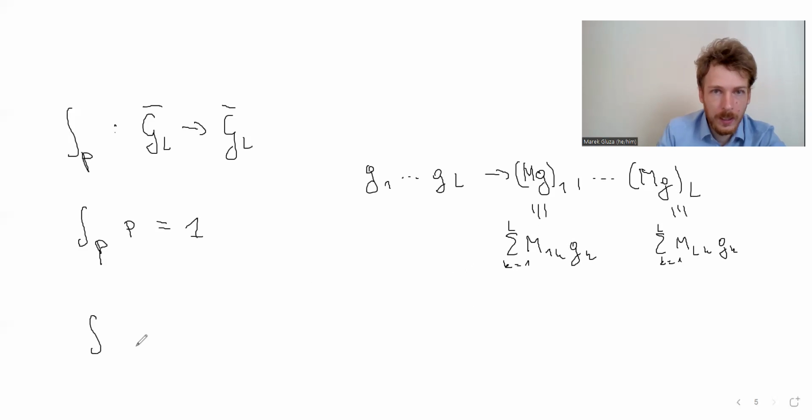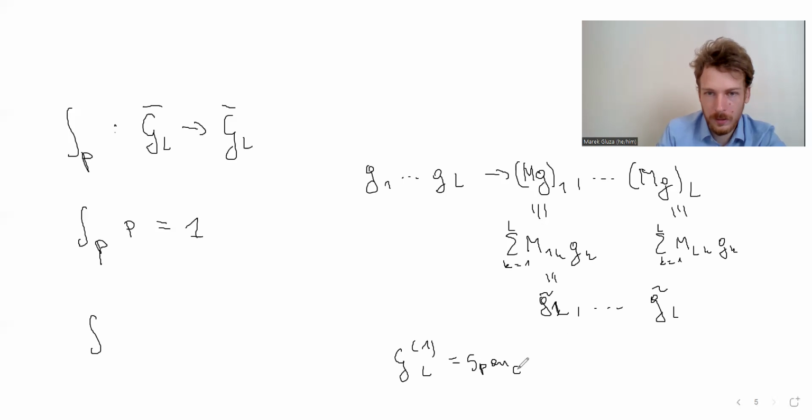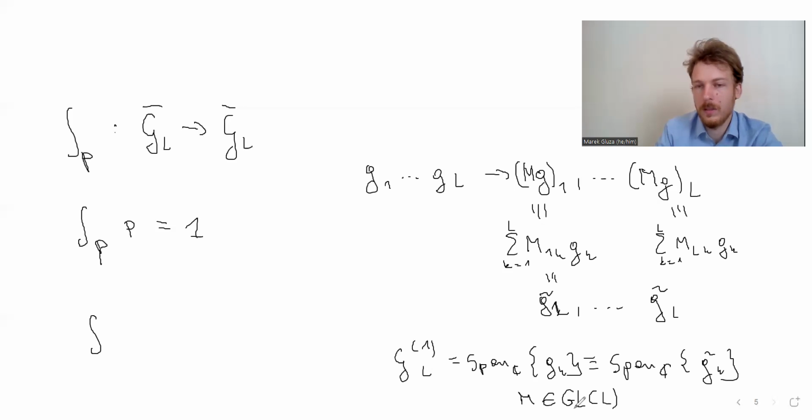So now let's say I want to, so I will be calling those G with a tilde, G1 with a tilde all the way until G tilde L. And what we were saying in the session was that G1 is the span C of those GKs, but it's the same linear space span C GK tilde if M is a matrix which has a non-zero determinant.